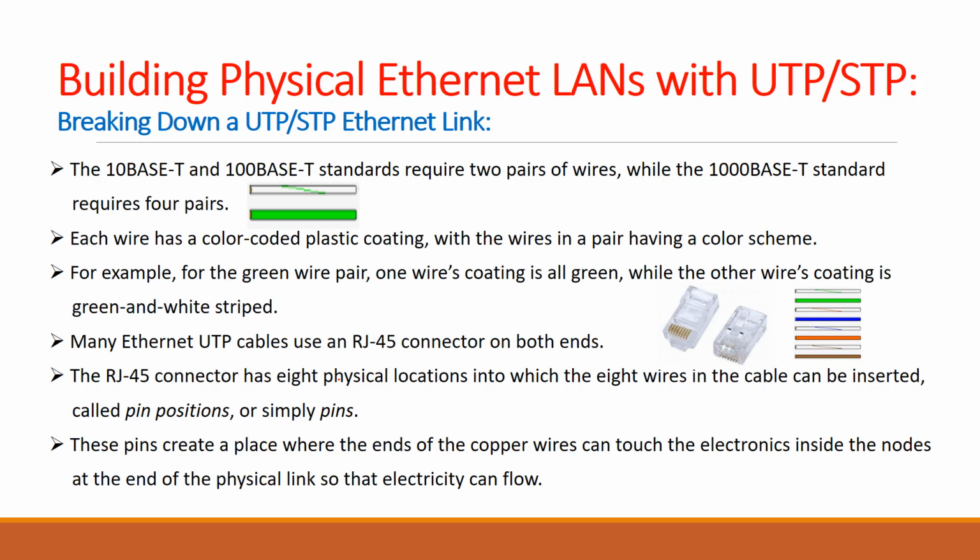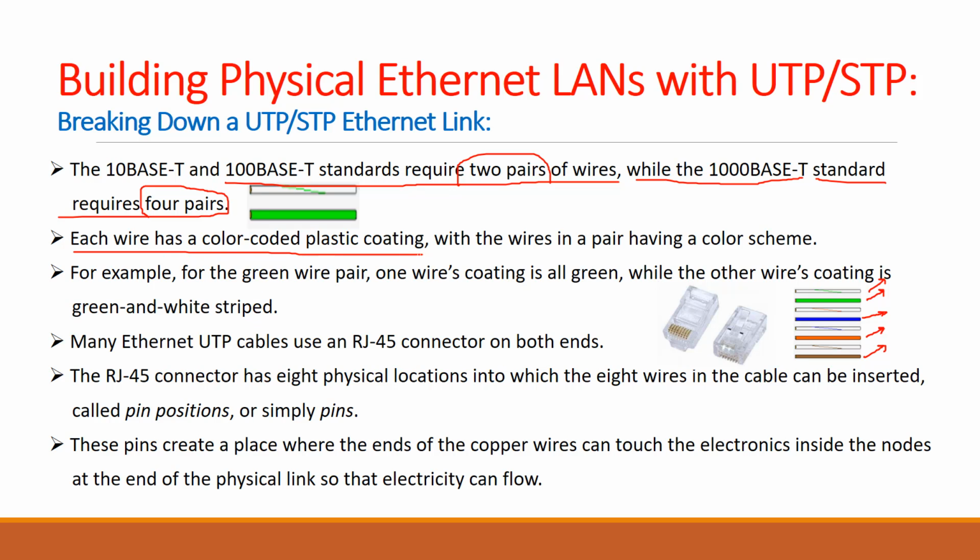So the 10BASE-T and 100BASE-T standards require 2 pairs of wires, while the 1000BASE-T standard requires 4 pairs, and 4 pairs means 8 wires, and 2 pairs is 4 wires. Each wire has a color-coded plastic coating. We have here solid green and striped green, and blue, orange, and brown.